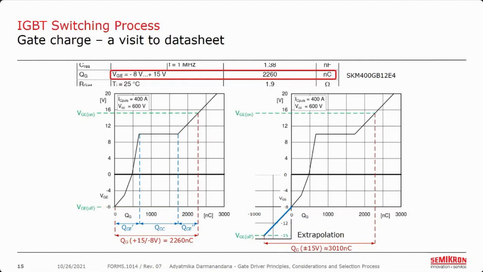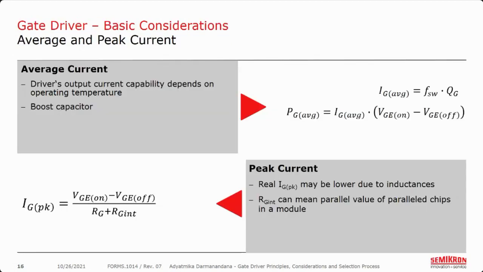With this information, we can move on to the next chapter of the gate driver. Using the gate charge that is obtained from the module datasheet, we can determine which output current our gate driver should have. This simple formula helps us find the average current that is needed in regard of the switching frequency and the gate charge of the module. In many cases, we also use the output power of the driver to generally compare different gate drivers.